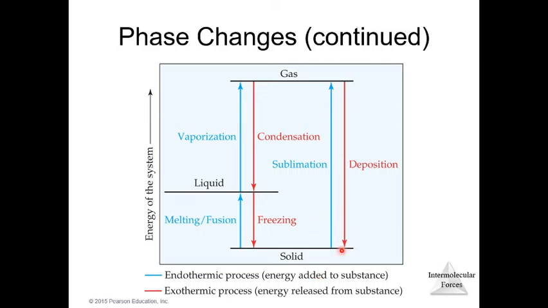If you want to go the other direction, we're releasing energy. So when gas condenses to form a liquid, it releases energy. Condensation is exothermic. Freezing is exothermic. Deposition is exothermic. Now this stuff has real-world consequences, especially with the weather.